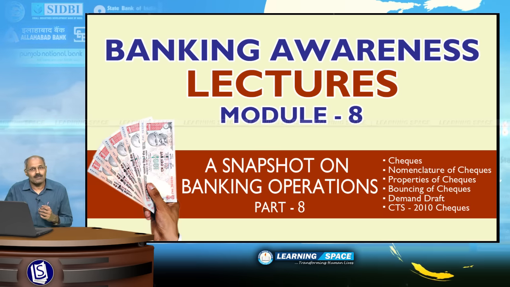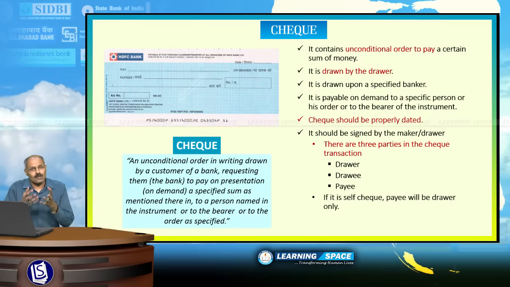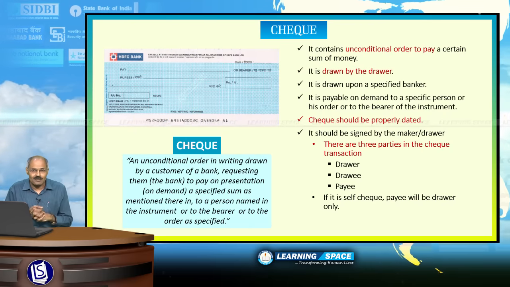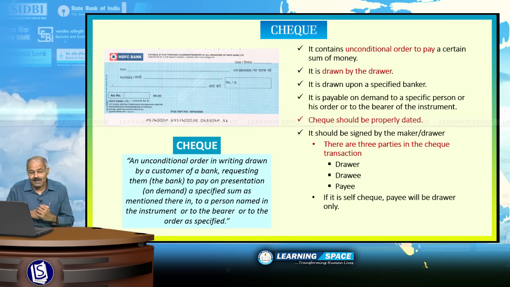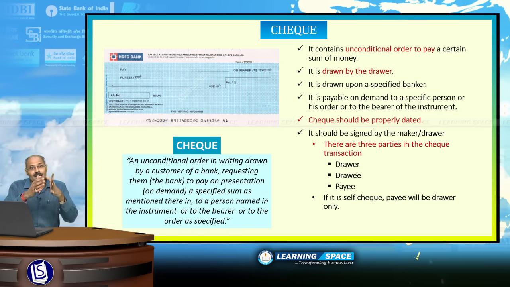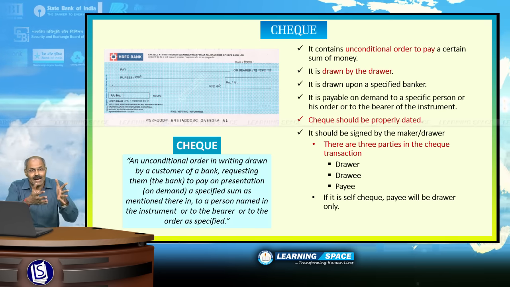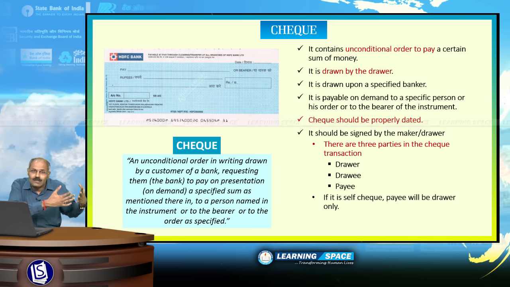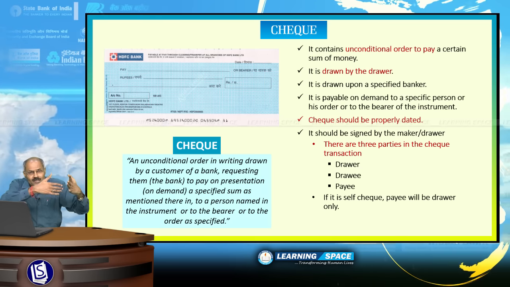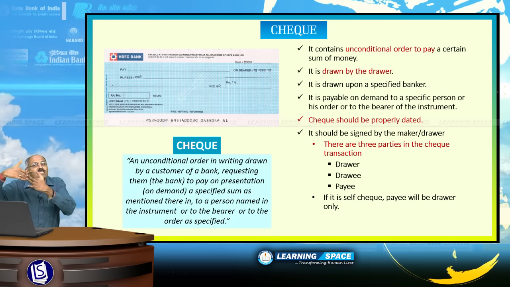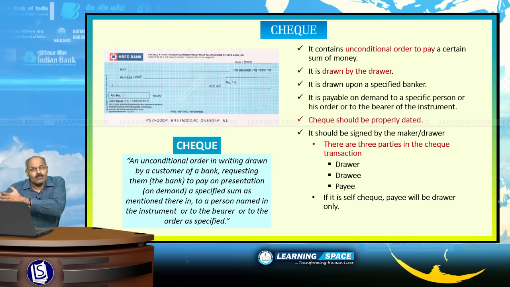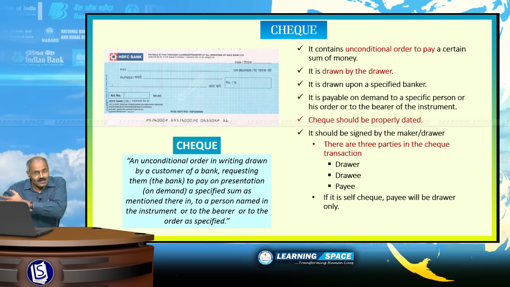So, let us look at what is meant by check. Let us look at the definition. Some of you may or may not understand. As the definition goes, it is the unconditional order in writing drawn by a customer of a bank requesting the bank to pay specified amount to the payee, right.